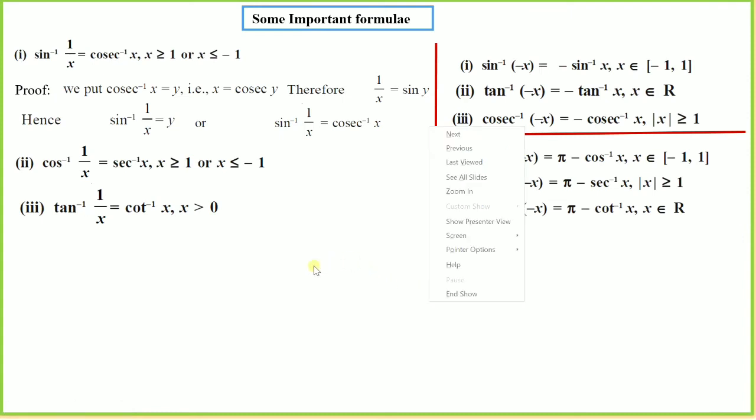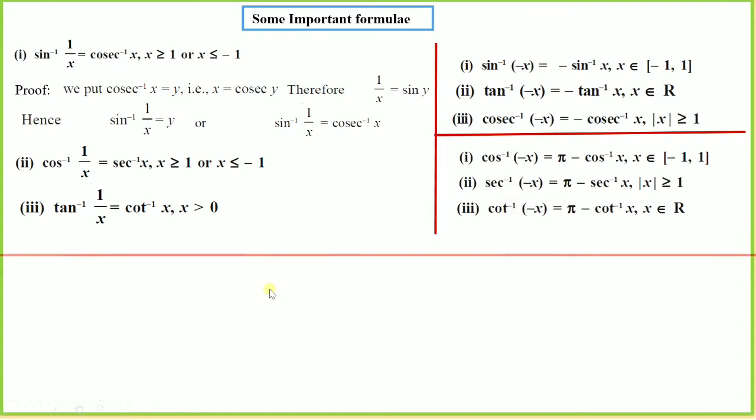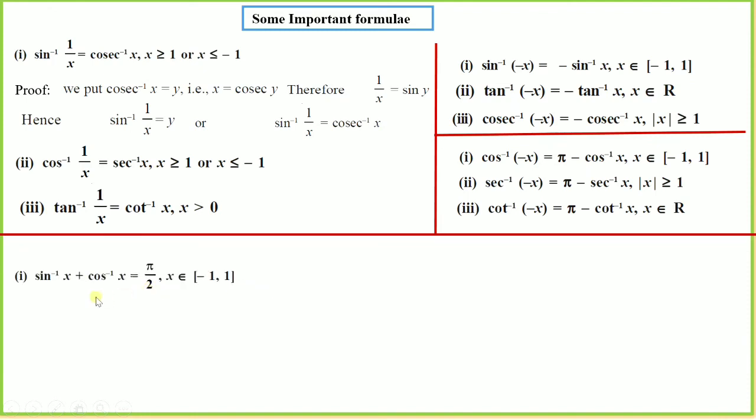The next set of formulae is this one. We had three trigonometric identities in general trigonometry: sine square theta plus cos square theta is equal to 1, sec square theta minus tan square theta is equal to 1, and cosec square theta minus cot square theta is also equal to 1. I repeat: sine square theta plus cos square theta is equal to 1, sec square theta minus tan square theta is equal to 1, and cosec square theta minus cot square theta is also equal to 1.